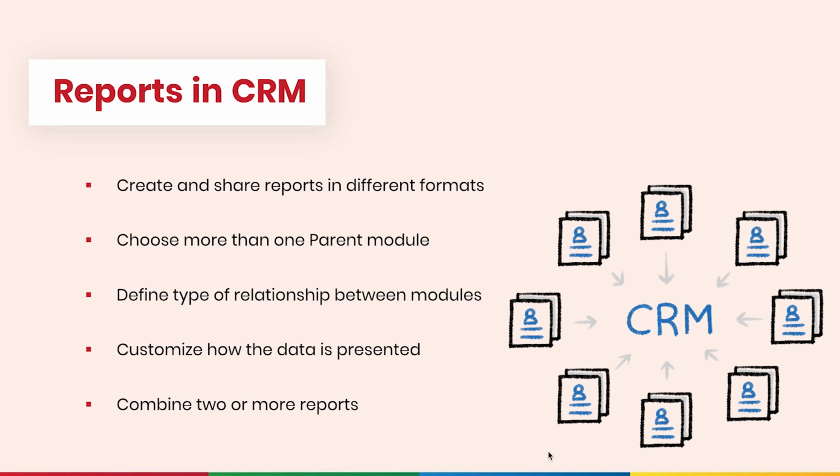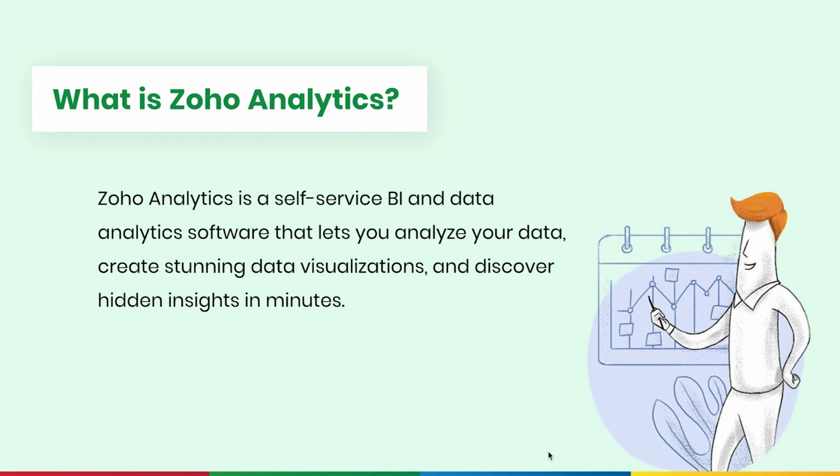You can choose to be inclusive or exclusive with the data between the modules included in the report. We have introduced the option to join reports that are created from the same module. The report export limit has been increased from 20,000 in the past to 50,000 for CSV and XLS formats. These are a few changes that were made to the reports module. Now let us take a look at what Zoho Analytics is.